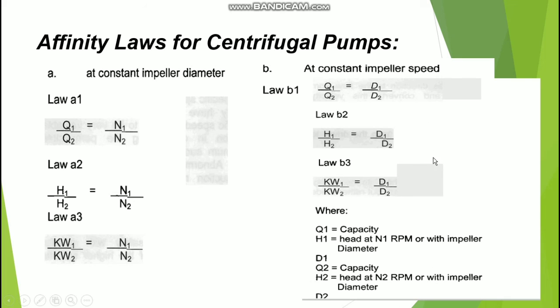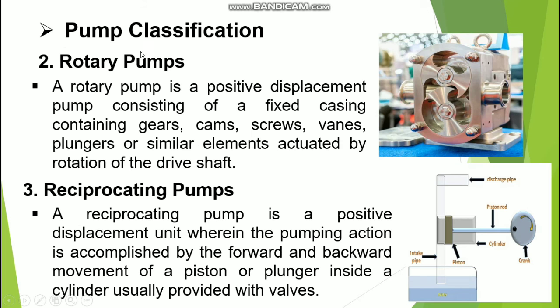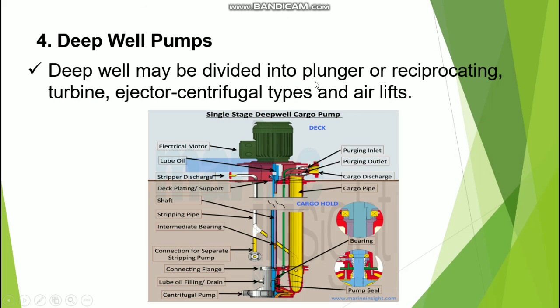So, pump classification. So, aside from centrifugal pumps, we have the rotary pumps. It is a positive displacement pump consisting of a fixed casing containing gears, cams, screws, vanes, plungers, or similar elements actuated by rotation of the drive shaft. Then, reciprocating pumps. A reciprocating pump is a positive displacement unit wherein the pumping action is accomplished by the forward and backward movement of a piston or plunger inside a cylinder usually provided with valves. Then, deep well pumps. So, deep well may be divided into plunger or reciprocating, turbine, ejector, centrifugal types, and air lifts. And then, for section 5.0, we have the metric pump formula.